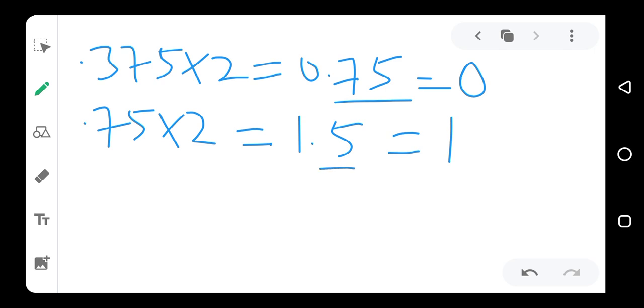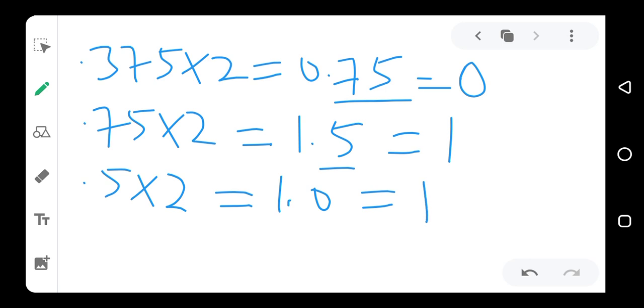So we say 0.5 multiplied by 2. This is going to give us 1.0. We write the whole number, which is 1, and we carry the decimal, which is 0.0. Now we have 0.0 multiplied by 2 is going to give us 0.